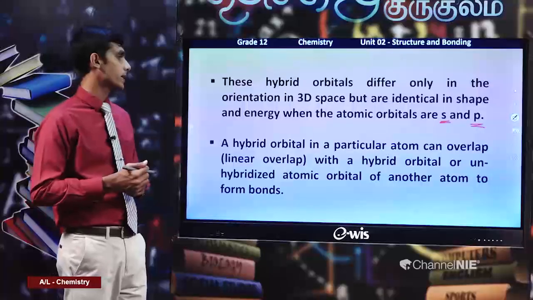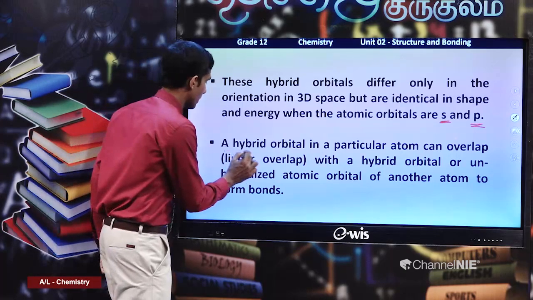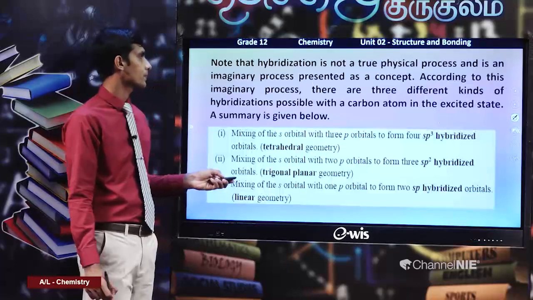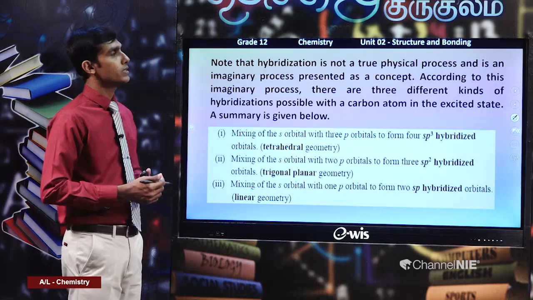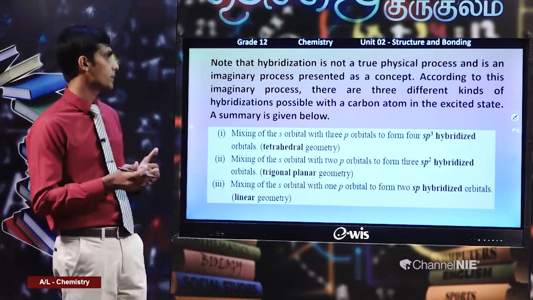Hybrid orbitals in a particular atom can overlap. That overlapping is always linear, which means sigma bonds are always formed, with another hybrid orbital or an unhybridized atomic orbital. These bonds are actually sigma bonds. Sigma bonds are covalent bonds formed by linear overlapping of orbitals. Right. Hybridization is not a physical process, that means it is a theoretical one, just a concept.